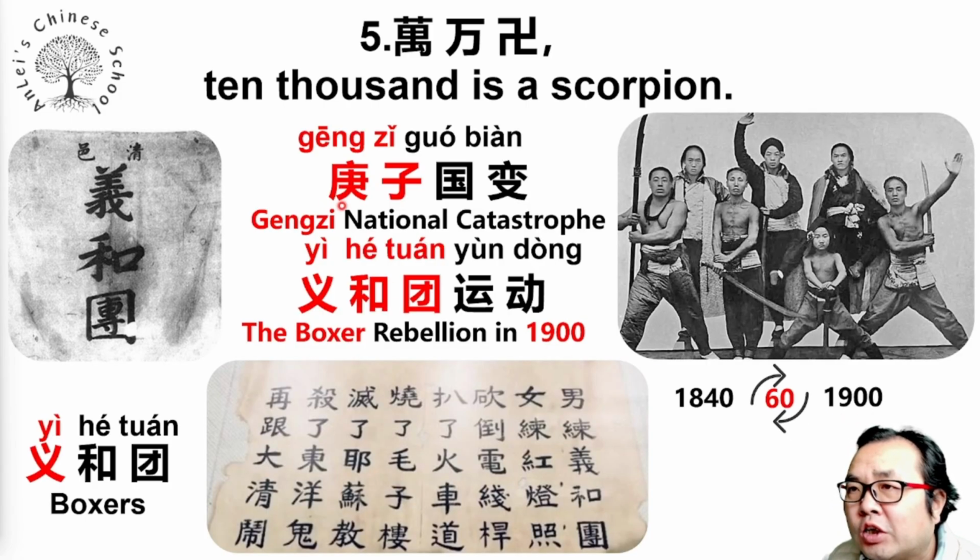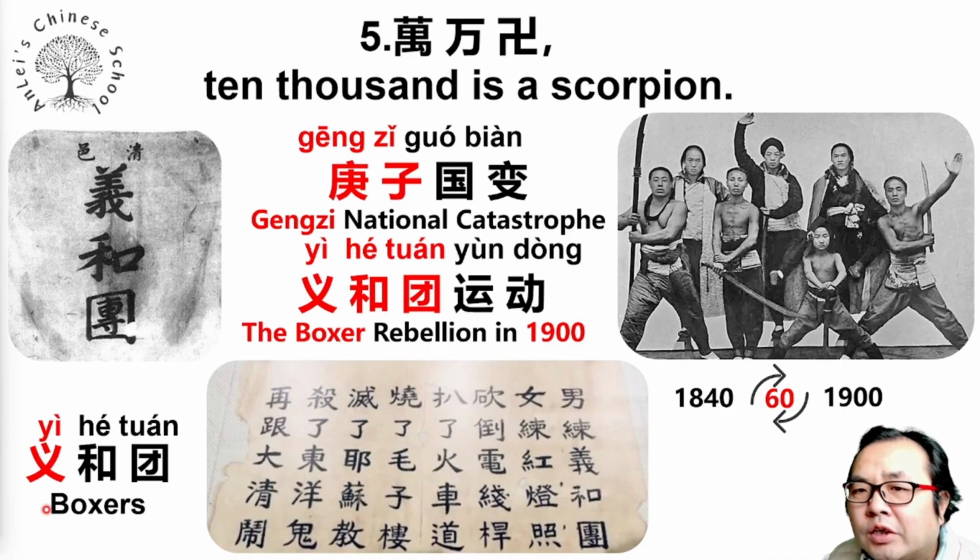And we came to 1900. It's another Gengzi year. In that year, the Boxers' Rebellion, 义和团运动, happened. It's also called 庚子国变, Gengzi National Catastrophe. The catastrophe refers to the Boxers' Rebellion and also the Eight Allied Forces invasion.